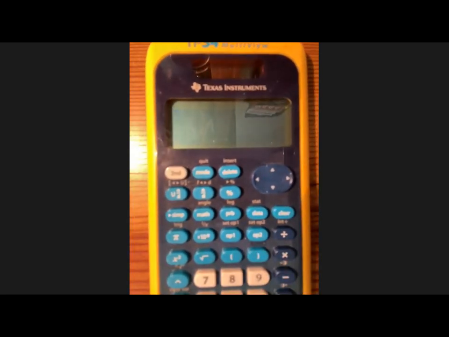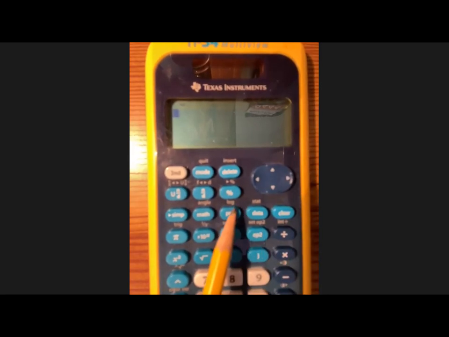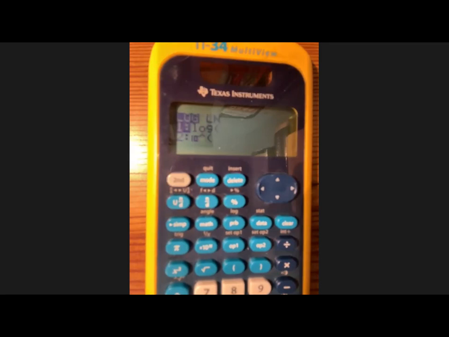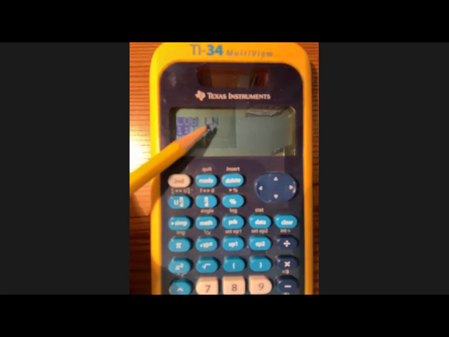Find the e button. With this calculator that I have, and it's a little blurry, sorry about that, the e button is under this PRB log button. So wherever your log is, that's probably where your e button is. I'm going to press second, and then this PRB button, log. And then you'll see I have a log option, a 10 to the power option, and then over to the right, an LN option. That's where I'm going to go.